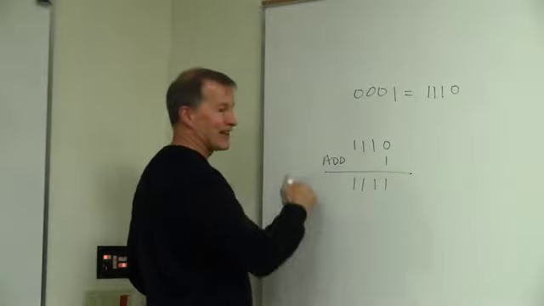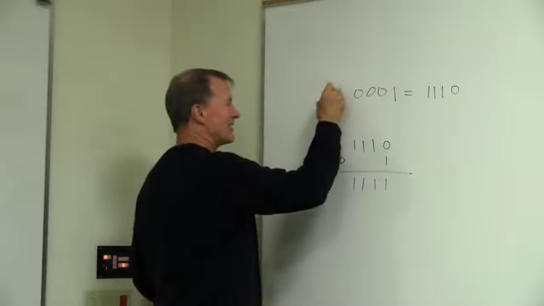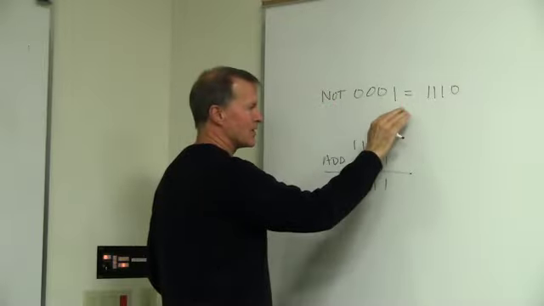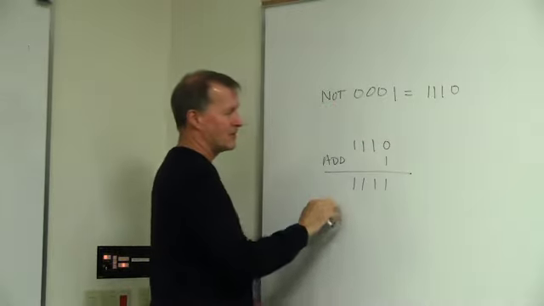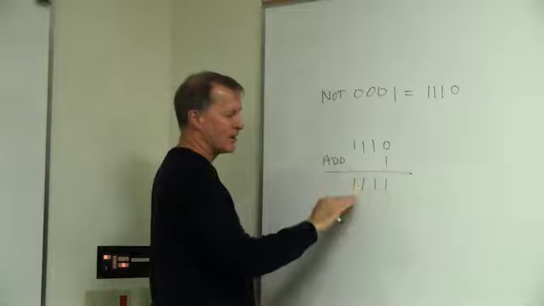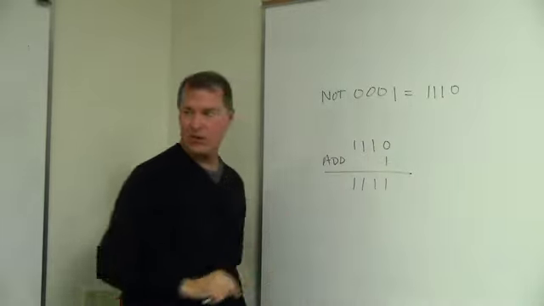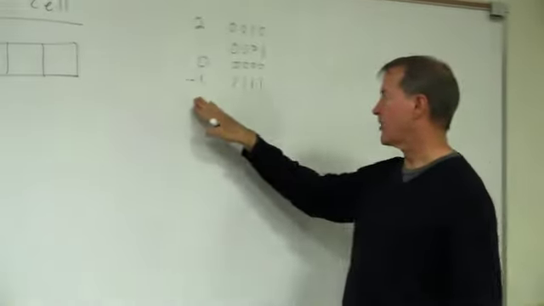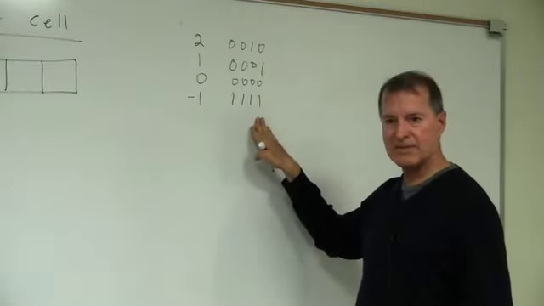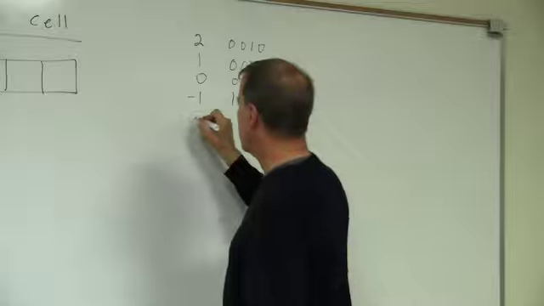So, not 0001 is 1110, right? So the way you get -1 is you take the not and then you add 1 to it, and that's this. So over here on our chart, -1 is 1111. Does everybody see that? Now let me ask you, what about -2?